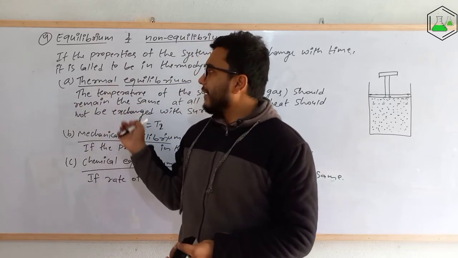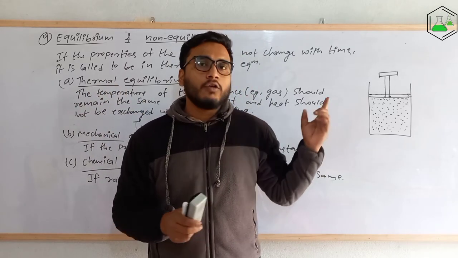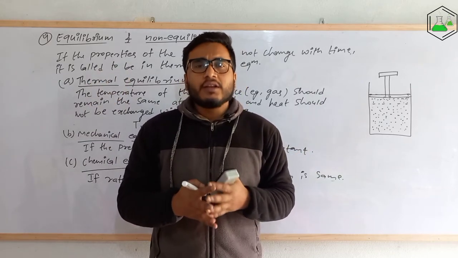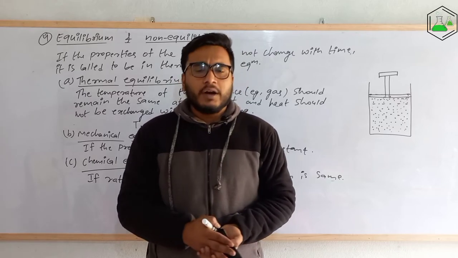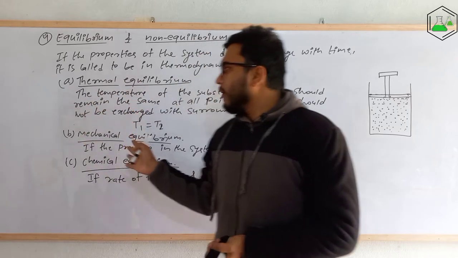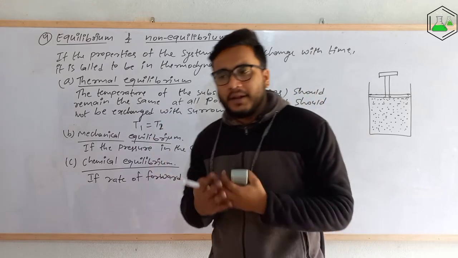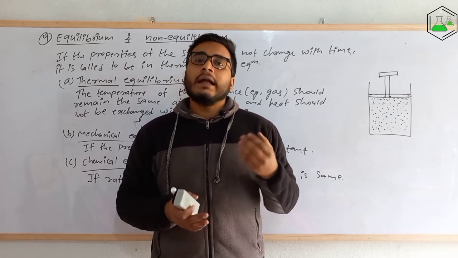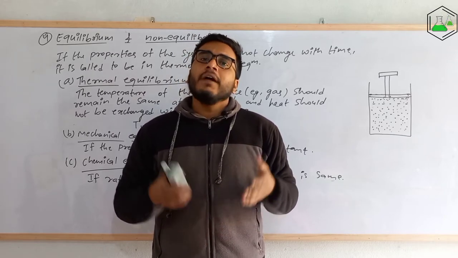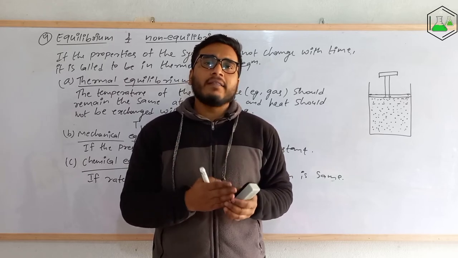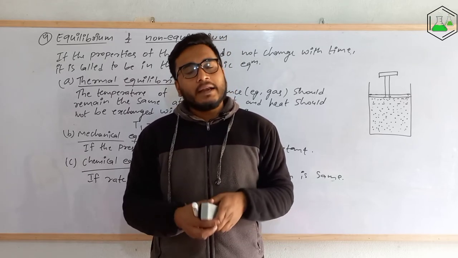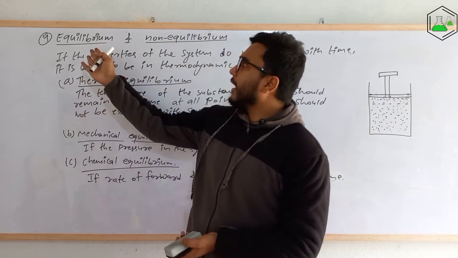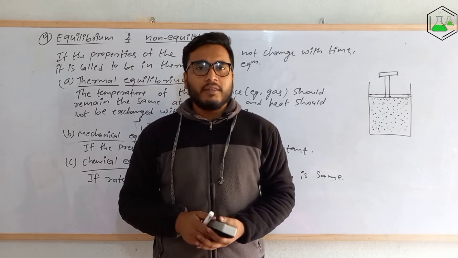So these are the three criteria that must be followed by a system in order to be in thermodynamic equilibrium. Now, thermodynamic non-equilibrium condition is that in which any of this equilibrium does not exist. If the temperature is changing, then that is in non-equilibrium. If the pressure is changing, that is also non-equilibrium. And if chemical equilibrium, like if rate of forward reaction and backward reaction is not same, that is also in non-equilibrium condition. So this is what thermodynamic equilibrium and non-equilibrium condition actually is.